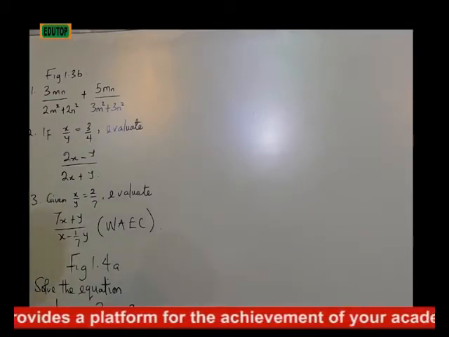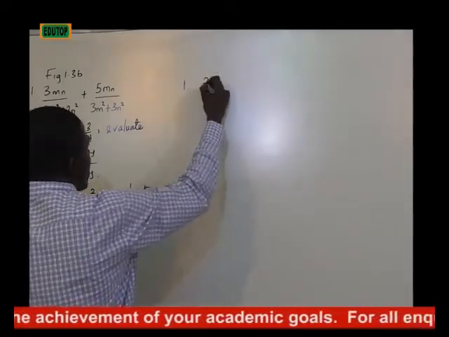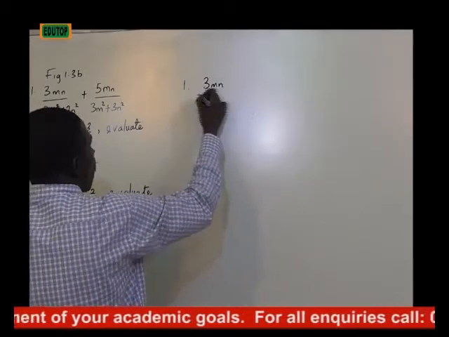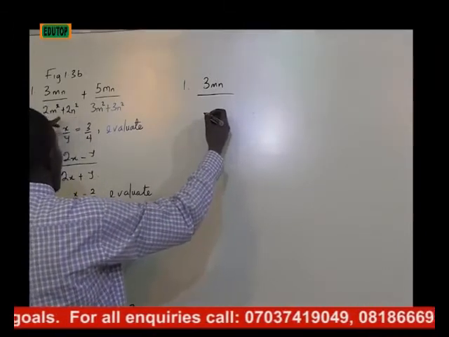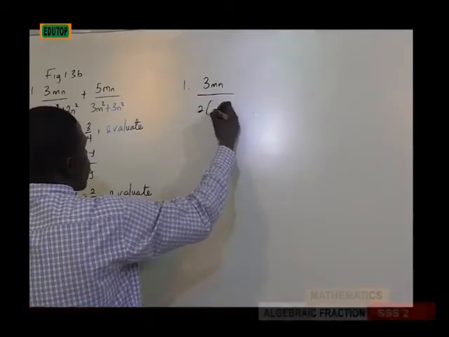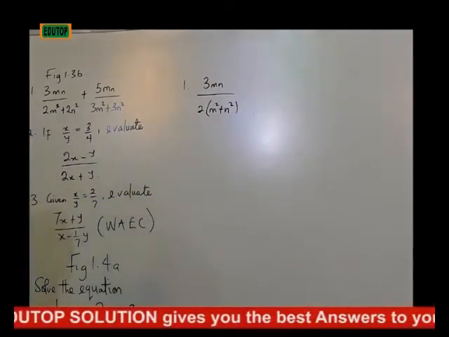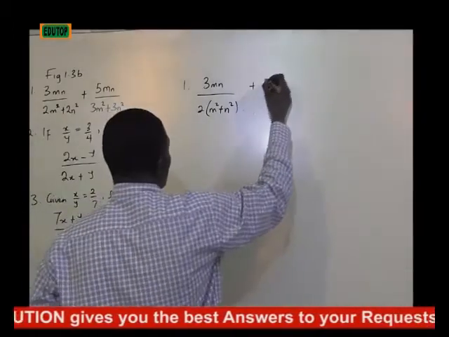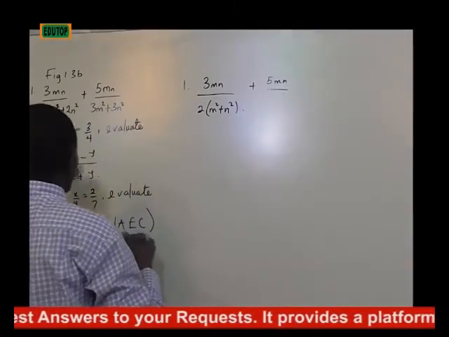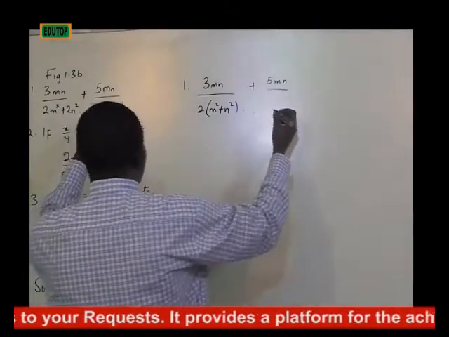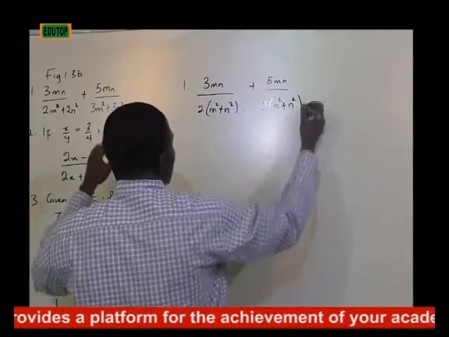We are asked to simplify the first one. In the case of this first one, we have 3mn over, if you look at what you have here, 2 is a factor to these two terms. So we can bring the 2 out, and we'll be left with m squared plus n squared. Plus 5mn. Then if you look at this also, we discover that 3 is a factor of these two terms. You can bring the 3 out again, m squared plus n squared.